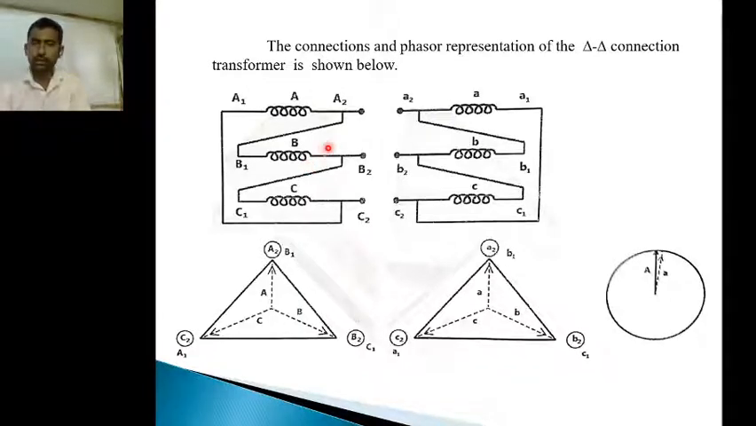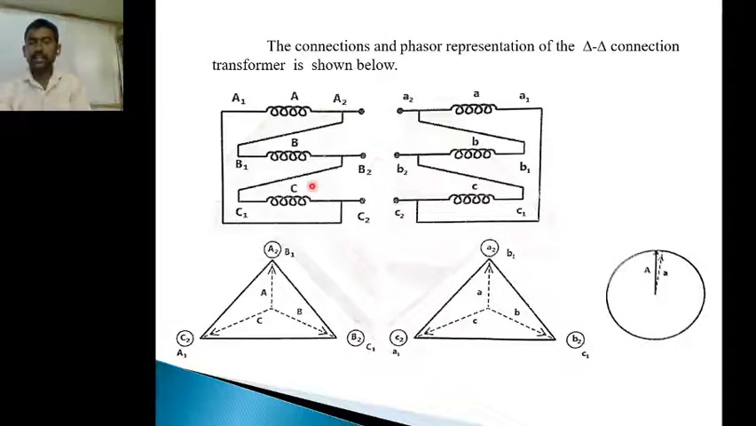So here we have the same phase for the primary winding and secondary winding. We collect the supply at the A2 B2 C2 terminal side, and we connect the load at the A2 B2 C2 side. So the phase is the same.